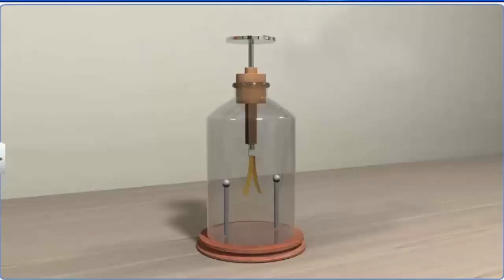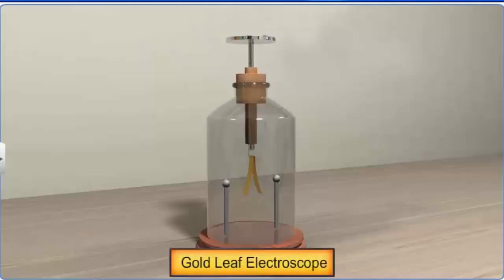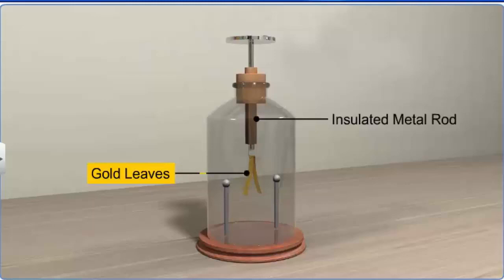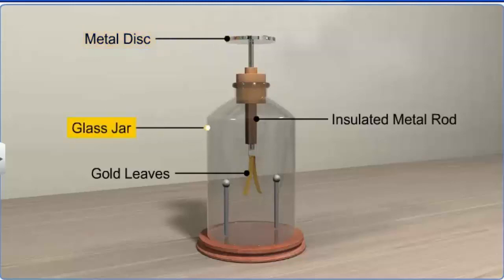To know whether a body has been charged, we use an instrument called a gold leaf electroscope. It consists of an insulated metal rod with two gold leaves or foils at one end and a metal disc at the other end. This setup is enclosed in a glass jar with the help of a tight cork, with the disc placed out of the jar.